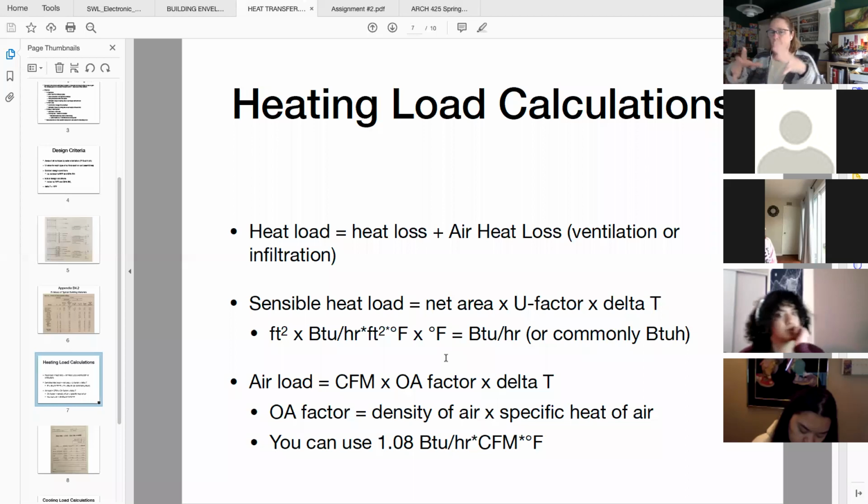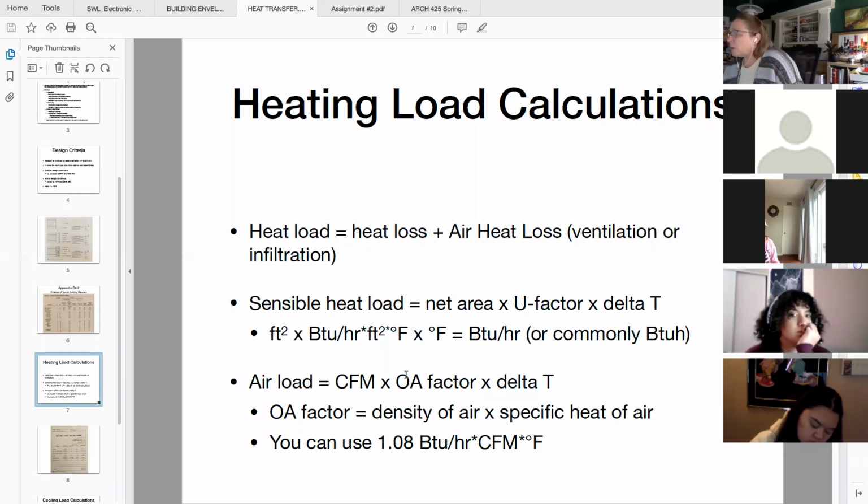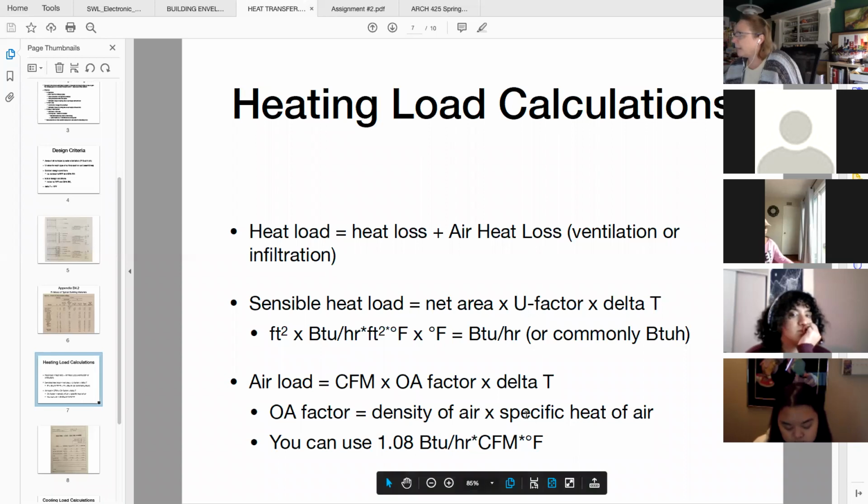In addition to our building losing heat to the exterior where it's colder on the outside, with our ventilation we have the air load, which is our rate of ventilation, measured in cubic feet per minute, CFM, that's air movement, times the outside air factor times the temperature differential. The outside air factor is essentially the same thing as a conductance value, and it's a set number based on the specific heat of air times how dense it is.